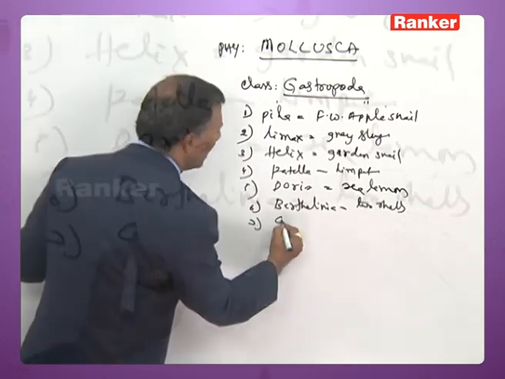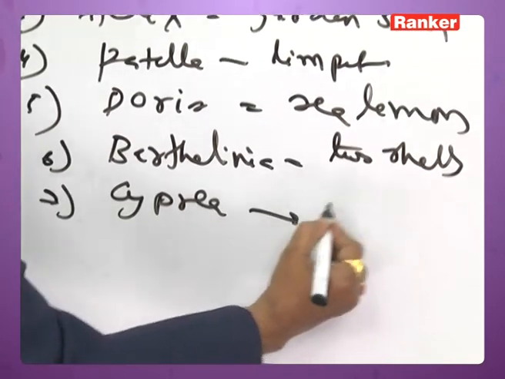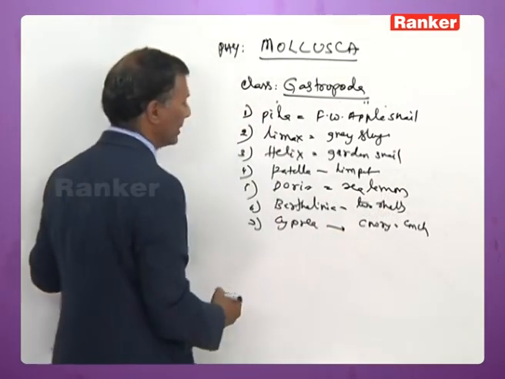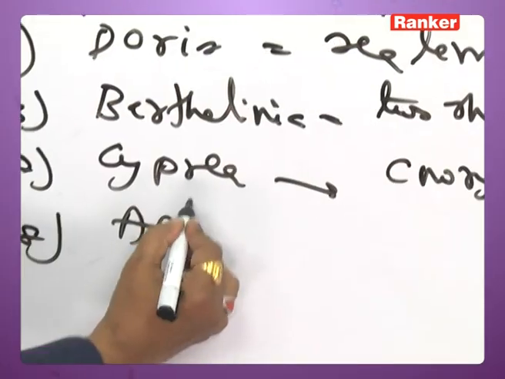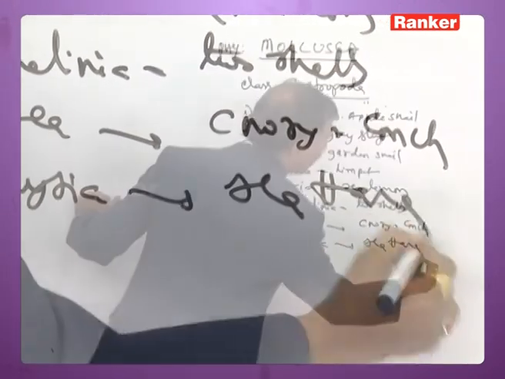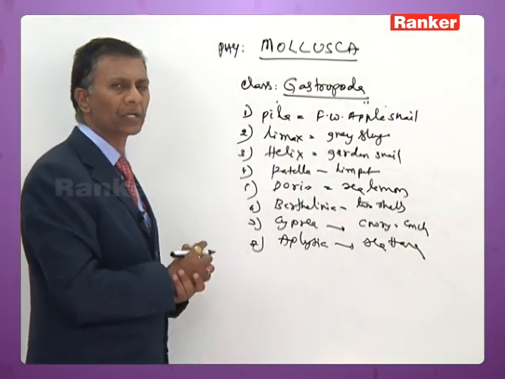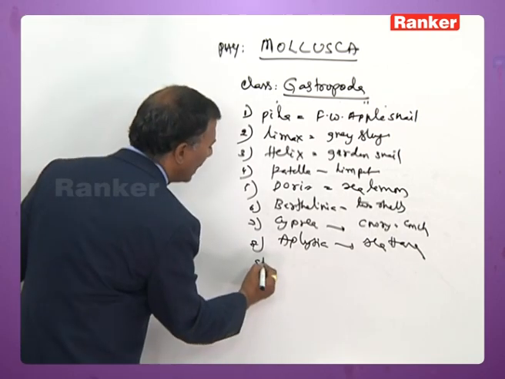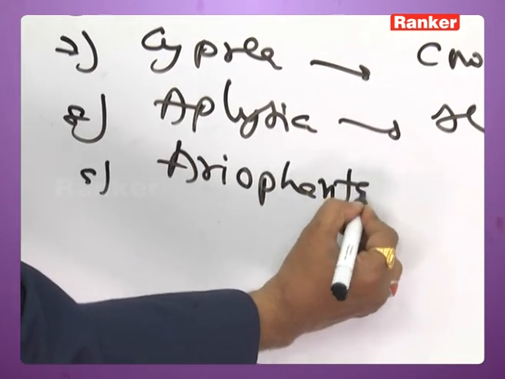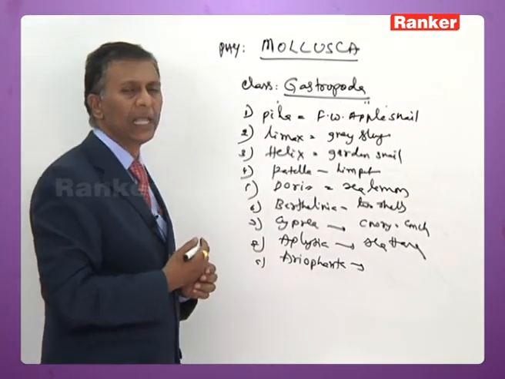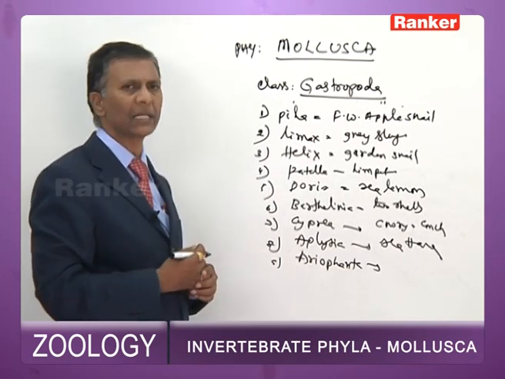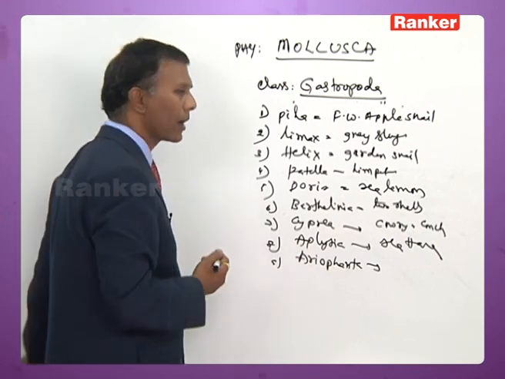The next is Cypraea, commonly called cowrie. The next is Aplysia, commonly called sea hare. It is a gastropod with an internal shell. Next you have Aerophanta, which has no specific common name, but in Aerophanta the shell is without operculum. So these are some of the important examples of class Gastropoda.